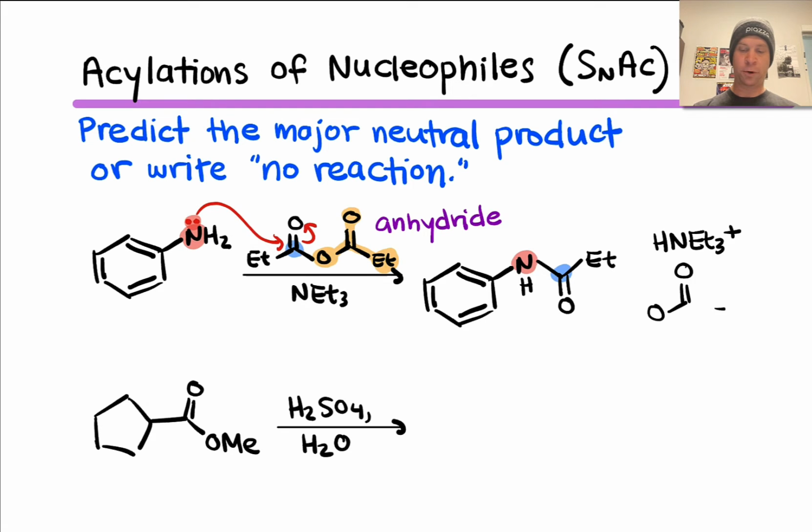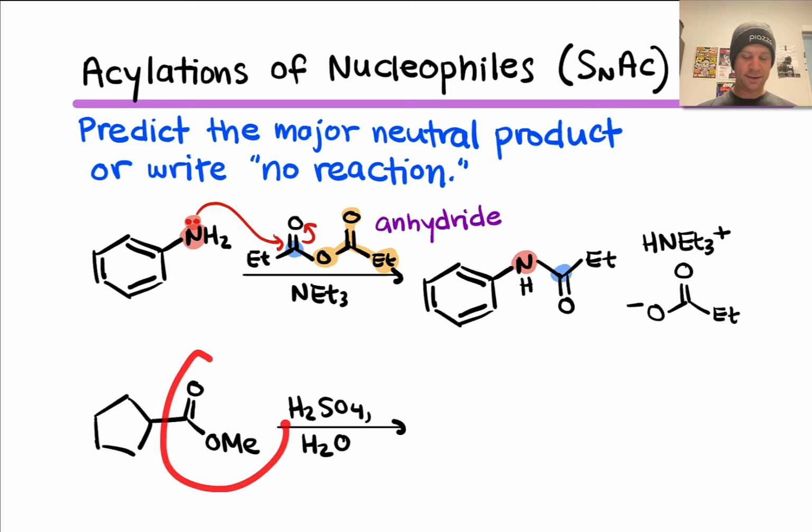That group will depart, taking a pair of electrons with it, and we'll end up with this carboxylate anion, and ultimately this ammonium carboxylate salt that's going to be washed away in workup in the aqueous layer, and we're left with our amide in the organic layer as the neutral organic product. So these byproducts, not necessary to draw, but useful to keep in mind because they give us insight into how the mechanism proceeds, which helps us predict the product, right?